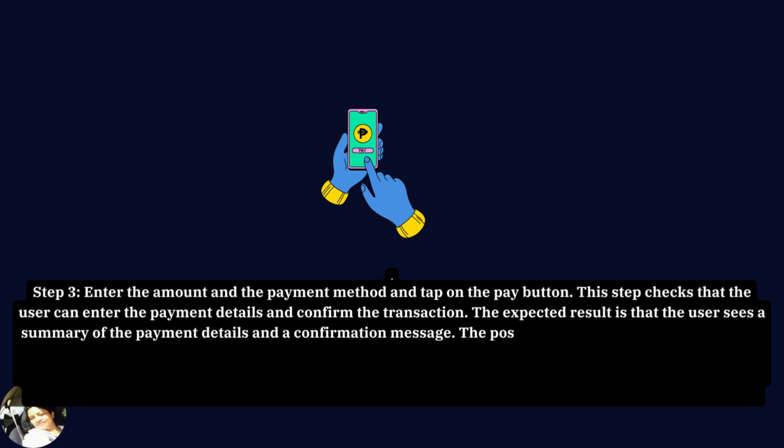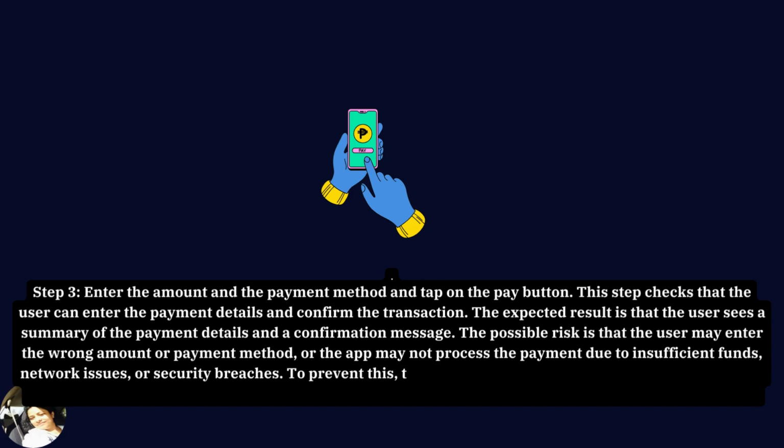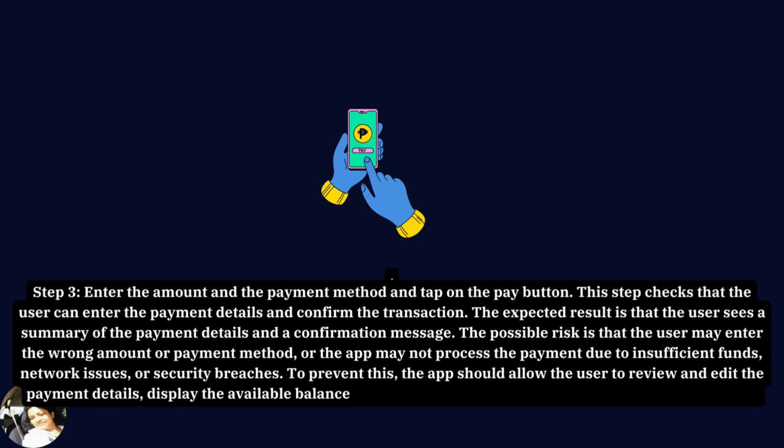The possible risk is that the user may enter the wrong amount or payment method, or the app may not process the payment due to insufficient funds, network issues, or security breaches. To prevent this, the app should allow the user to review and edit the payment details, display the available balance and fees, and handle any errors or exceptions gracefully.